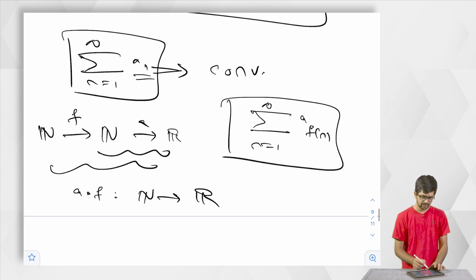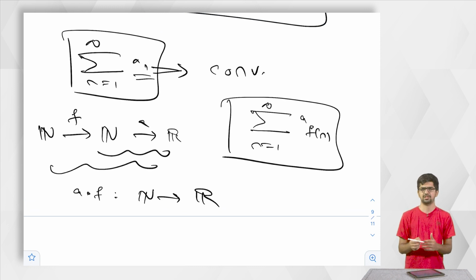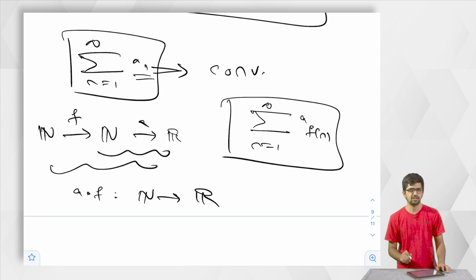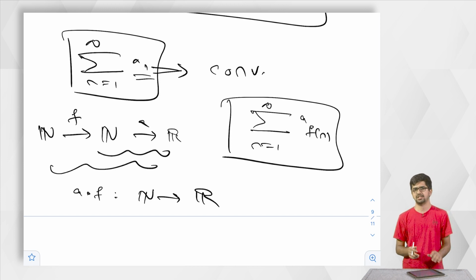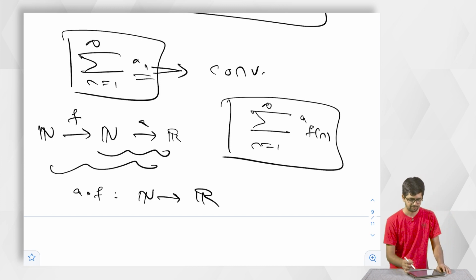So as I said, this is called rearrangement of series, and that's all for this section about series of real numbers, summable sequences. In the next session we will start doing integration of functions. That's all.